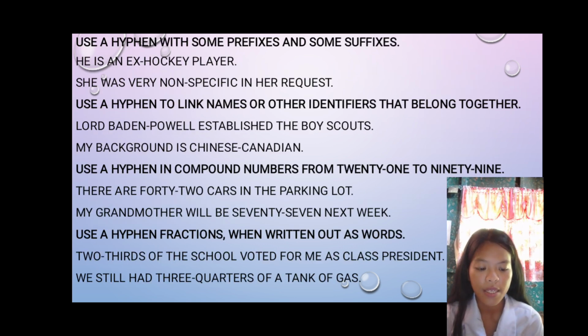Use a hyphen with some prefixes and some suffixes. He is an ex-hockey player. Use a hyphen to link names or other identifiers that belong together. My background is Chinese-Canadian. Use a hyphen in compound numbers from 21 to 99. There are forty-two cars in the parking lot. Use a hyphen in fractions when written out as words. Two-thirds of the school voted for me as class president.